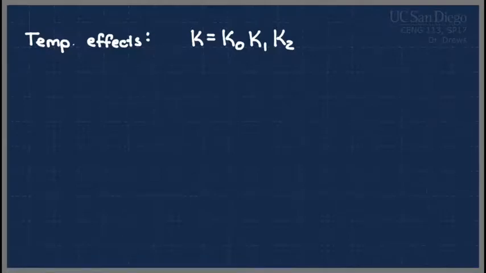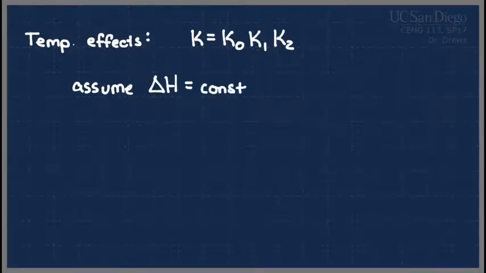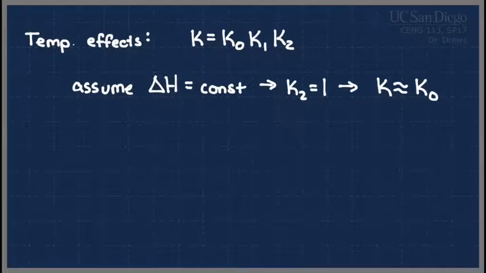To simplify our discussion, we're going to assume delta H is constant. If we assume that delta H is constant, then that means K2 is exactly equal to 1. And so we end up with something like K is approximated by K0, K1. That's our shortcut version. Whenever enthalpy of reaction is constant, we can get away with a shortcut approximation. It's just going to make our math a little bit easier.